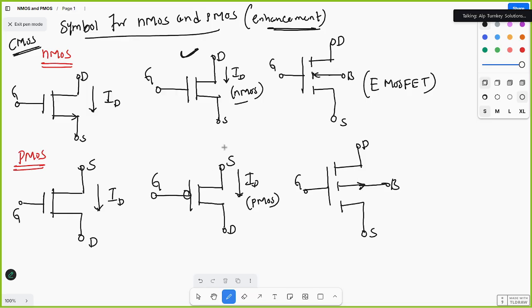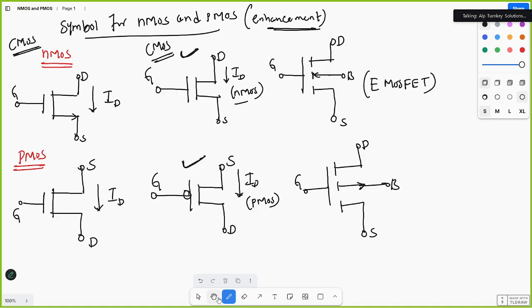So basically we are using these two symbols for CMOS circuits. Is it fine? Any doubt in this? Shall I move forward? Yes, sir. Okay. What about the remaining? Yes, sir. Okay.